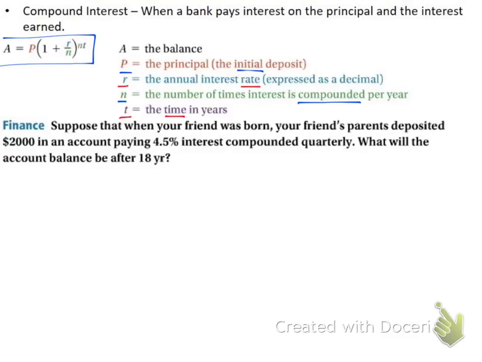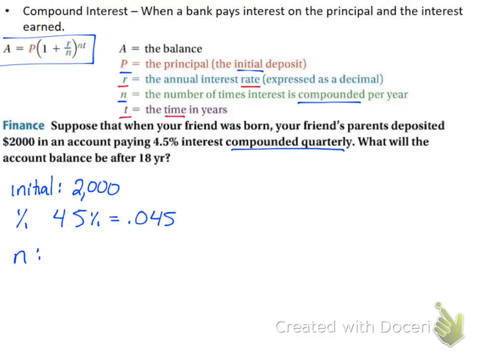So when I do this, first problem, when your friend's born, parents deposited $2,000. So my initial amount is $2,000. My percentage is 4.5%, which again we're going to put into a decimal, which is 0.045. So we're going to go, let's see, N for the number of times it's compounded. If something's compounded quarterly means 4 times. And then the time that goes by is going to be 18 years.